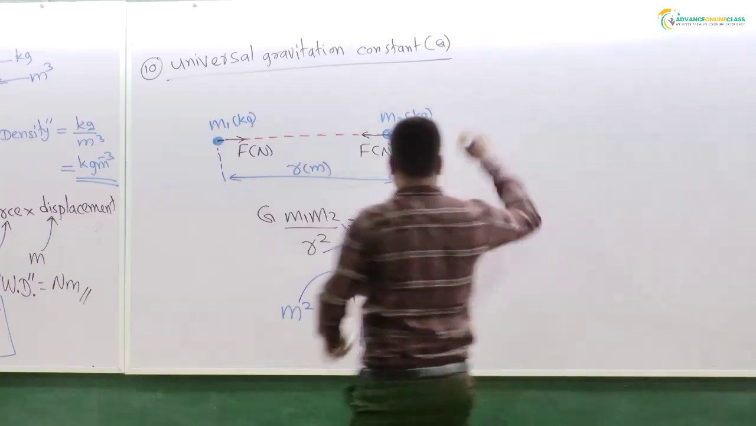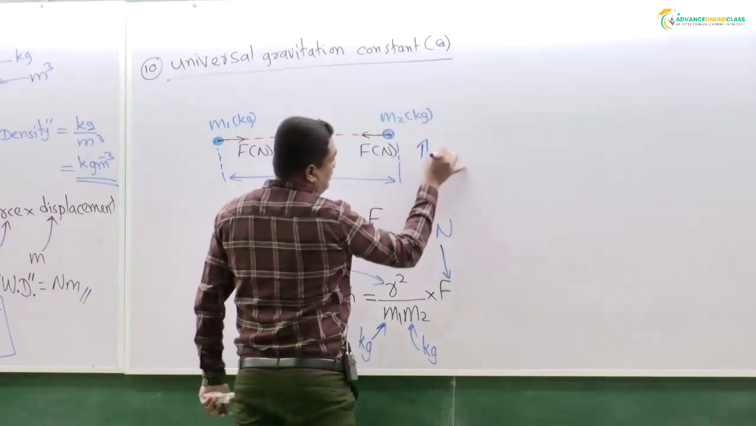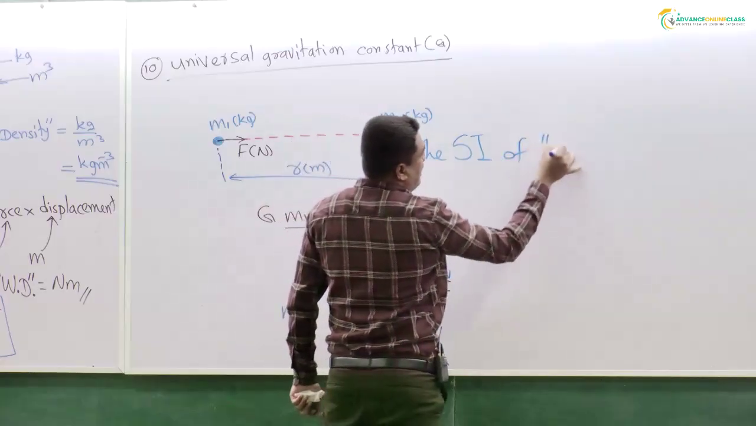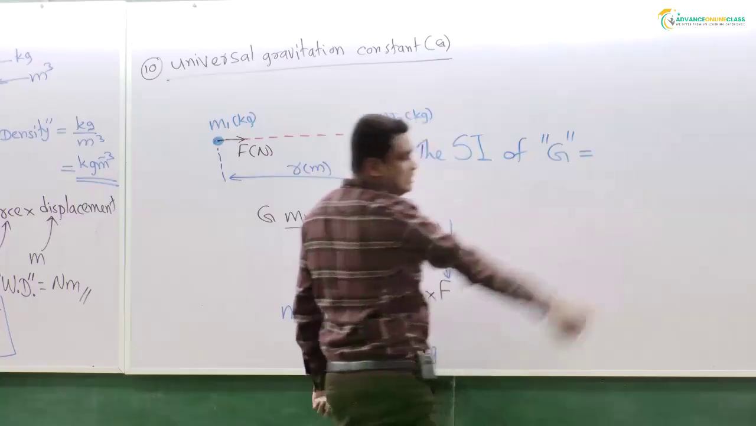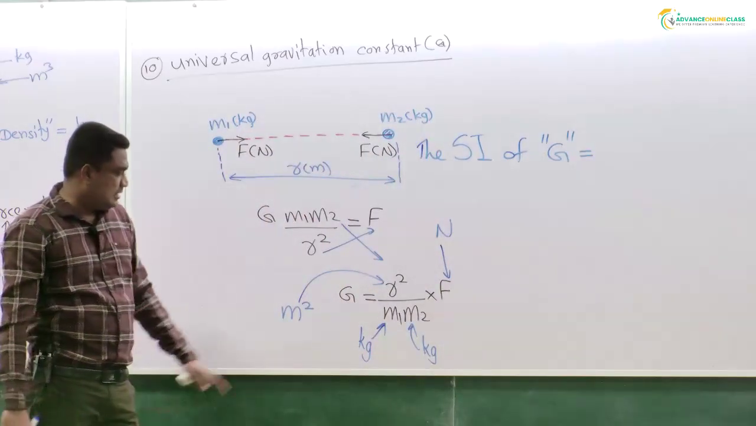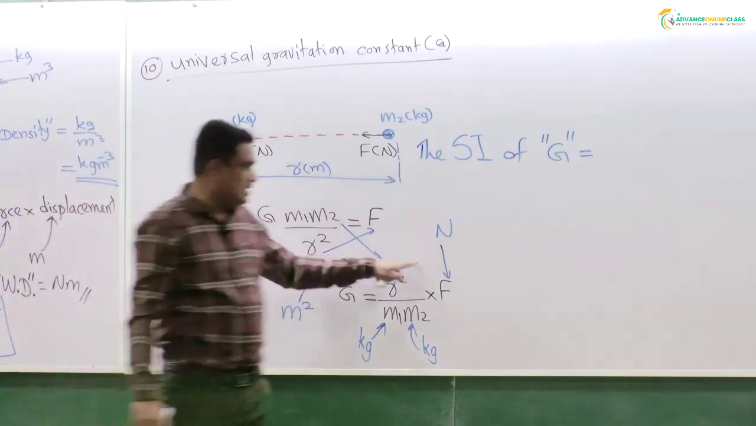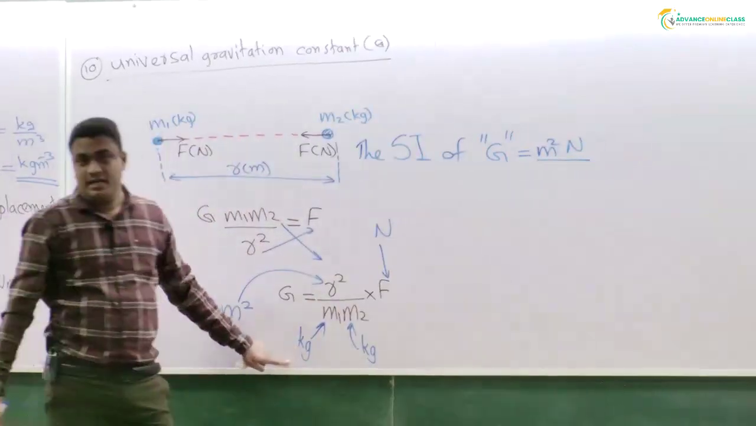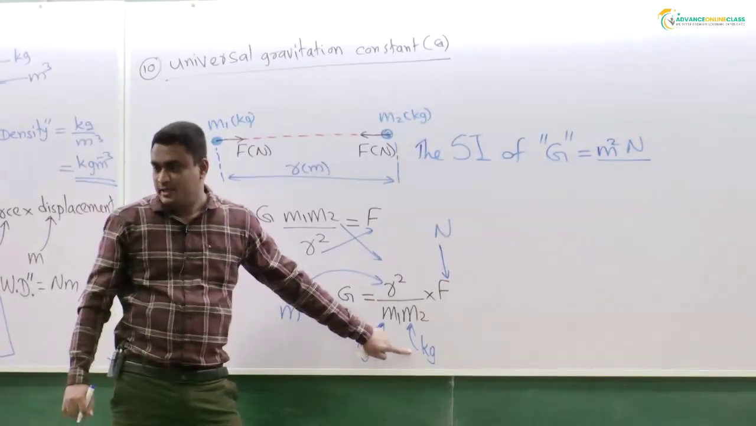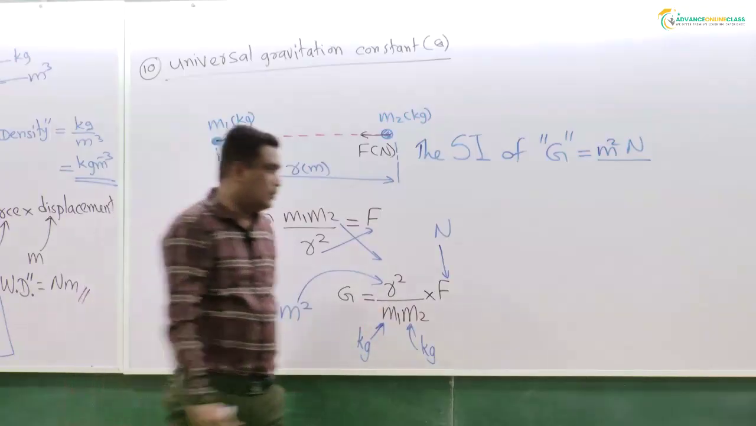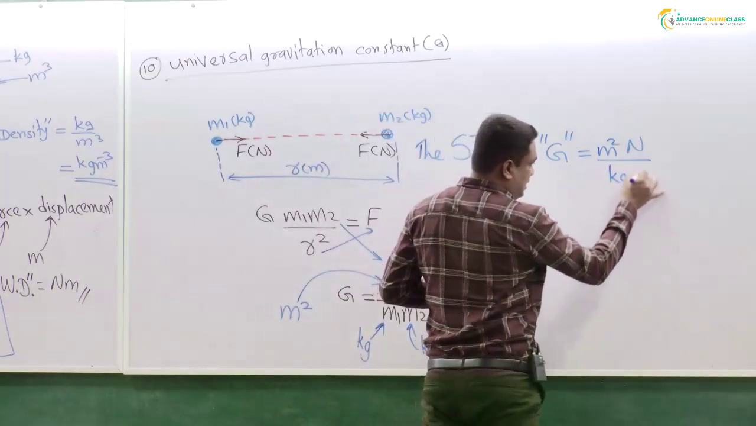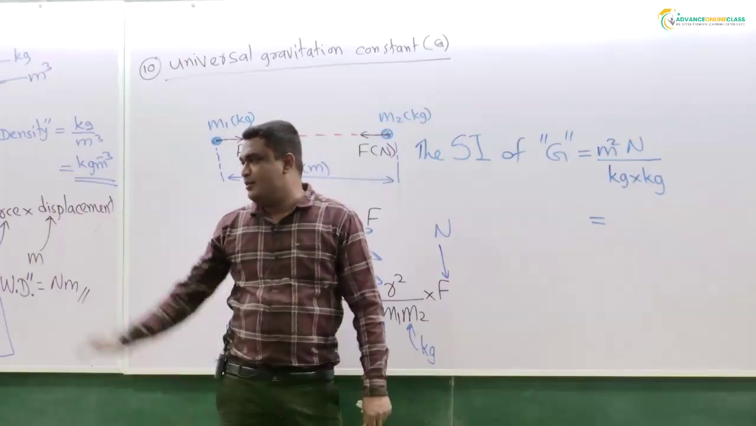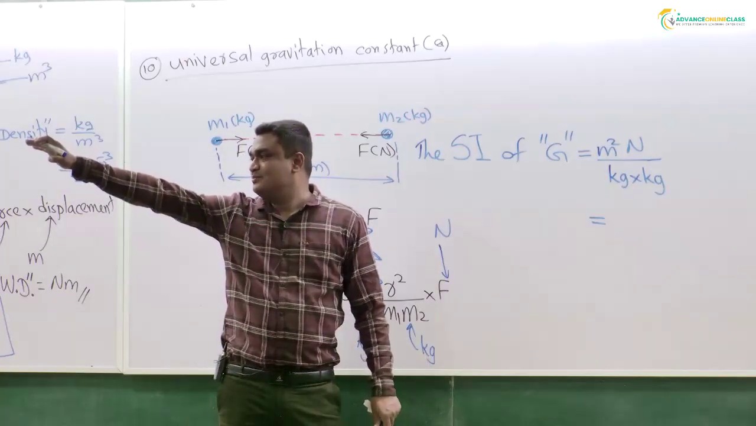So what should be the unit of capital G? The international system unit of capital G. Square meter Newton divided by kilogram into kilogram. Stop writing, everybody, please.